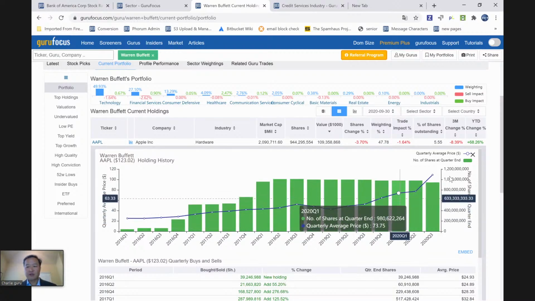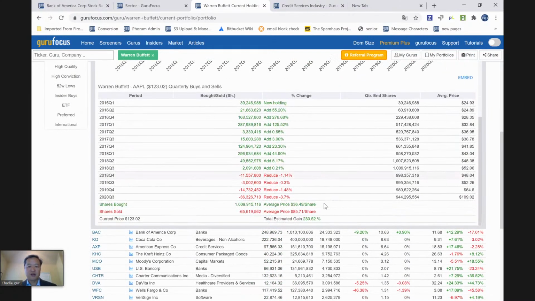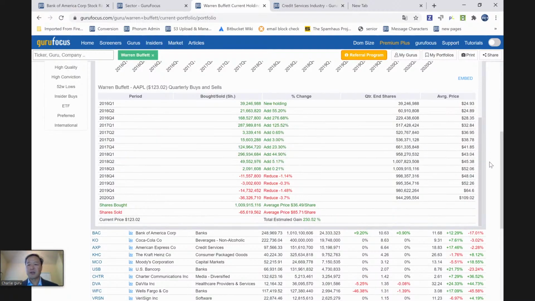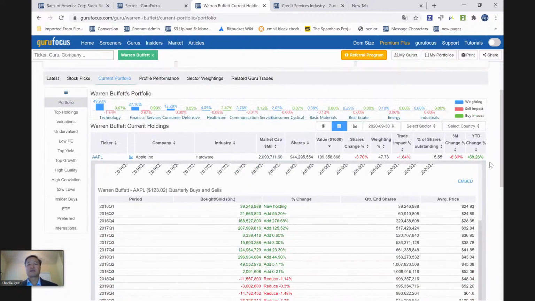For Apple stock, we also calculate his average cost here. Average cost per share is about $36. He has about 230% gain on the stock. He has been doing very well, made lots of money with Apple stock because he is very concentrated.